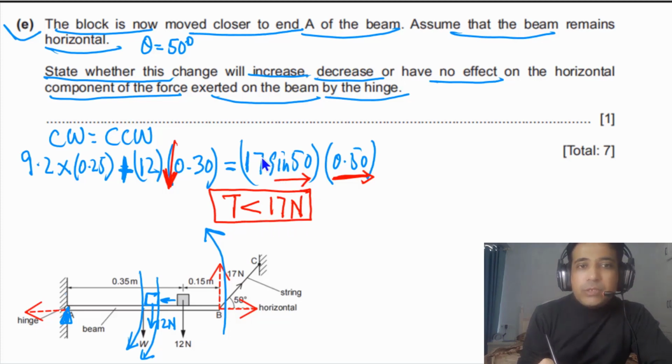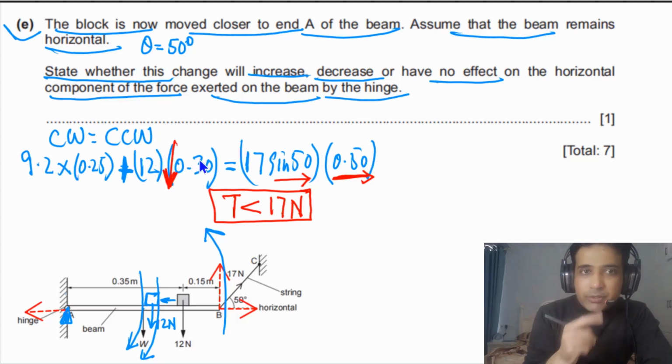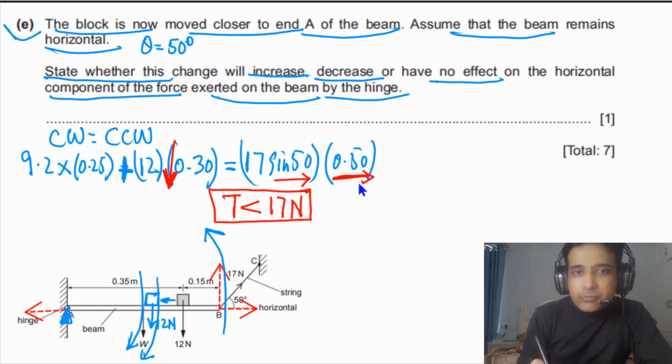So we can conclude from here, because on this side the total moment decreases, meaning the clockwise moment decreases, the counterclockwise moment also has to decrease. The distance of the vertical component of tension from the pivot remains the same, the angle remains the same. It means tension itself has to decrease. A better way is to write T here. So T has to decrease. You can replace 17 with T.